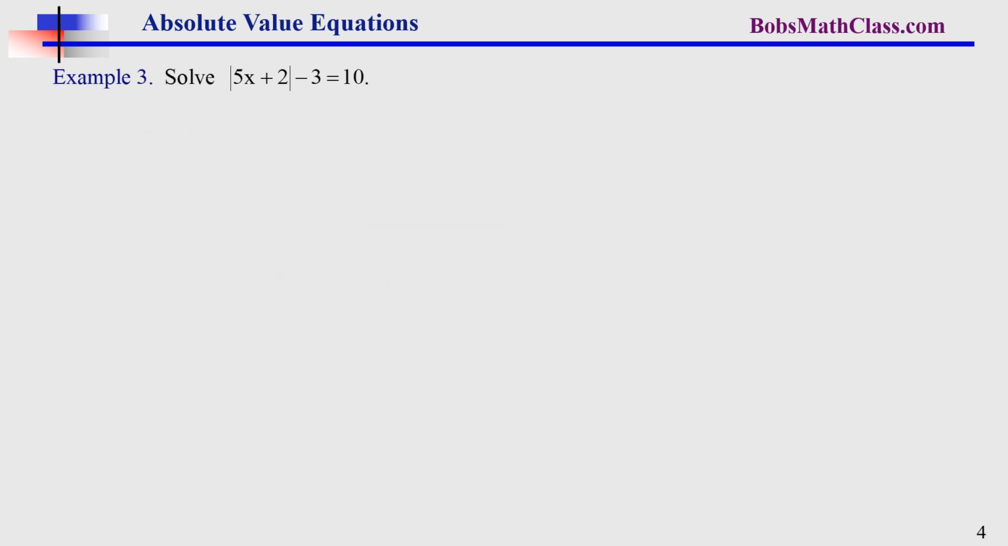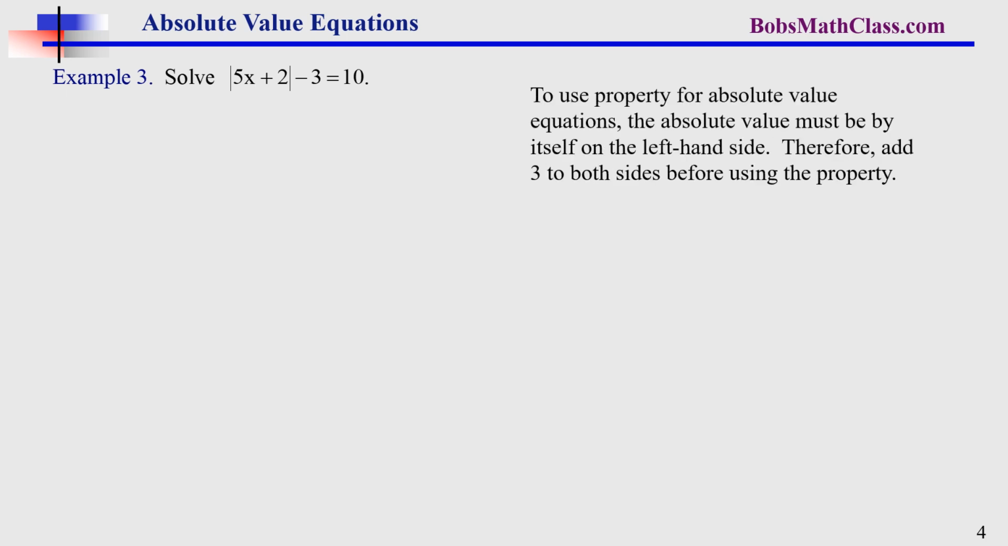Okay, here's another one with an absolute value. What's different here on this problem is that there's a number outside of the absolute value. So to use the property for absolute value equations, the absolute value must be by itself on the left-hand side. So therefore, what we need to do is add 3 to both sides before using the property. So we need to get rid of the 3 before we could separate it into 2 equations.